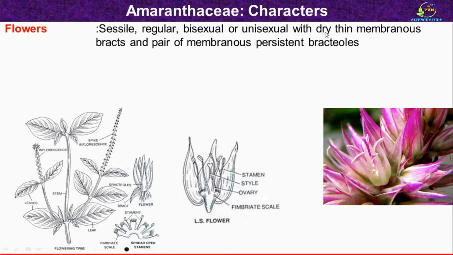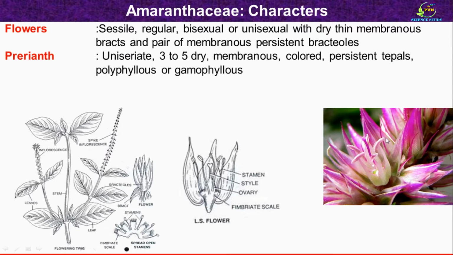The flowers are with dry thin membranous bract. So here you can see that bracts are present at the base of the flower, as well as a pair of membranous persistent bracteoles are also present. So these are the bracteoles. Here you can see the bract and these are the bracteoles. This is the spike inflorescence, and on this spike inflorescence the flowers are attached.